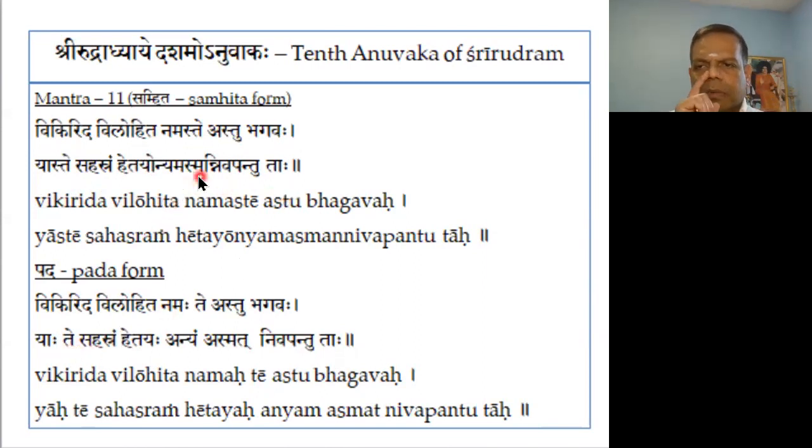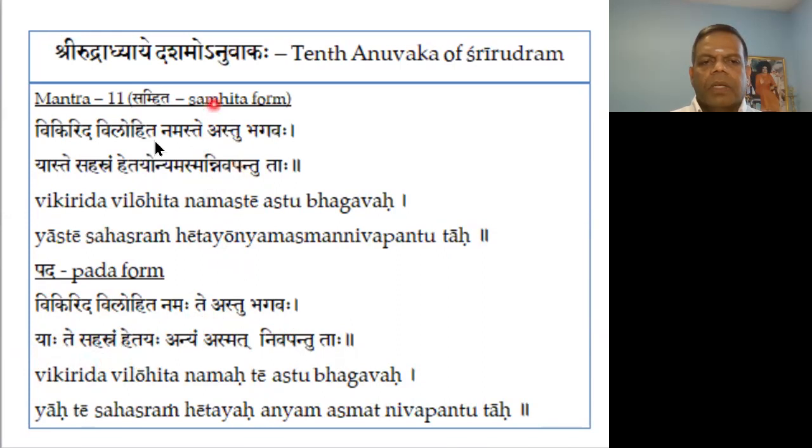Now the word-to-word separation. Vikirida, Vilohita. Namahate becomes Namaste because of Sandhi: the Visarga becomes Is. That's how you get Namaste. Namahate means salutations to you. Astu Bhagavaha. Yahate becomes Yaste, where the Visarga again becomes Is because of Sandhi.